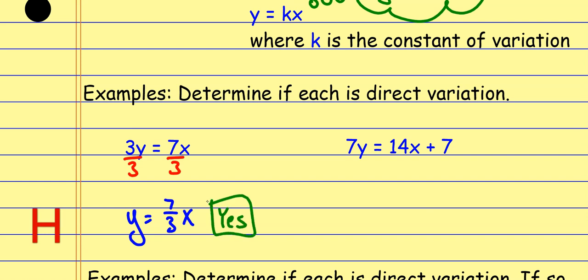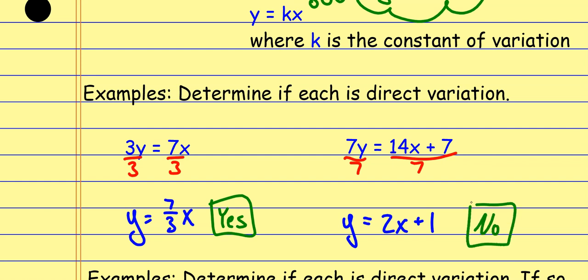If I look at the next one, again, I want to solve for y just like I normally do when I'm putting this in slope-intercept form. So I'm going to divide each side by 7. And here, this is my distributive property. 14 divided by 7 is a 2. 7 divided by 7 is a 1. And there it is, y equals mx plus b. But ask yourself, is this a line? Yes. Does it go through the origin? No. It has a y-intercept of 1. So yeah, this is a line, but it's not direct variation. It's not the special case of the line that goes through the origin. So this is going to be a no.